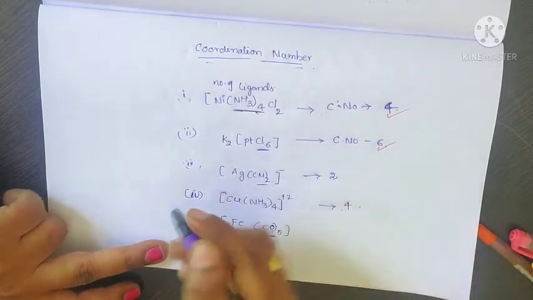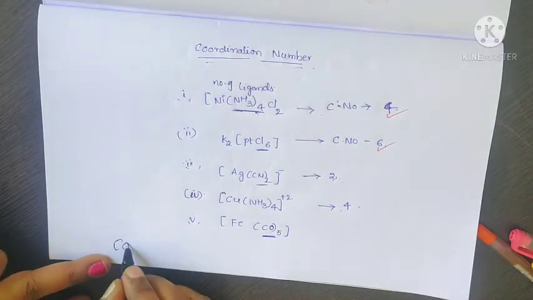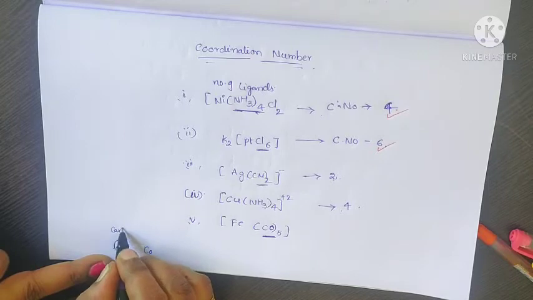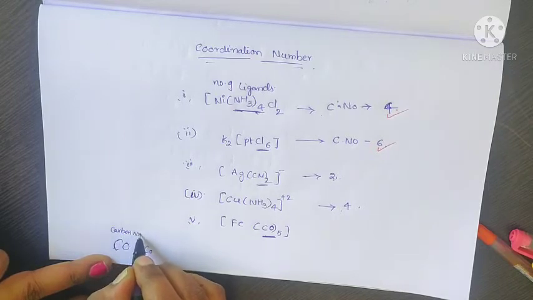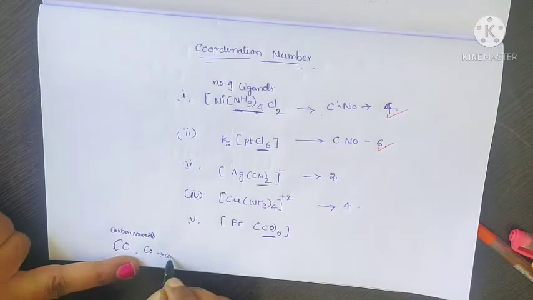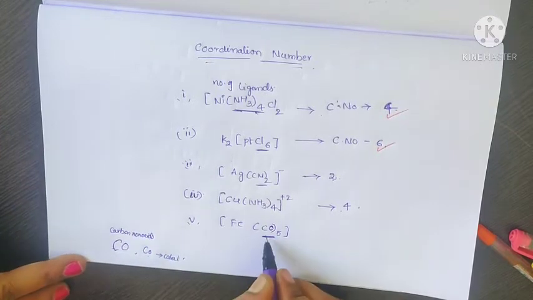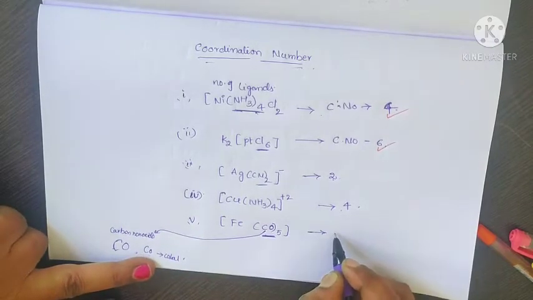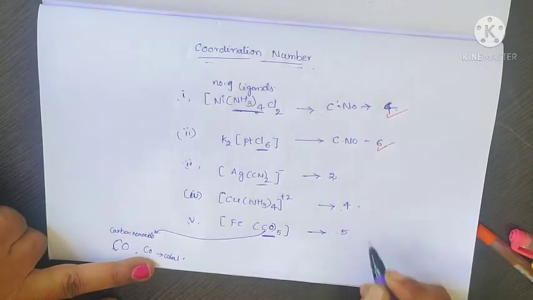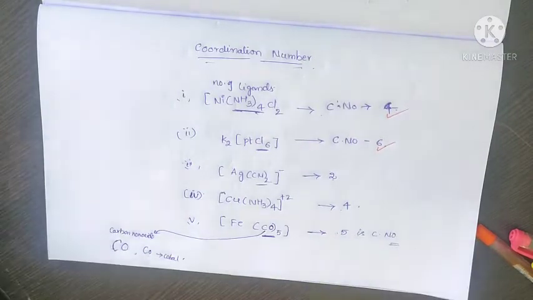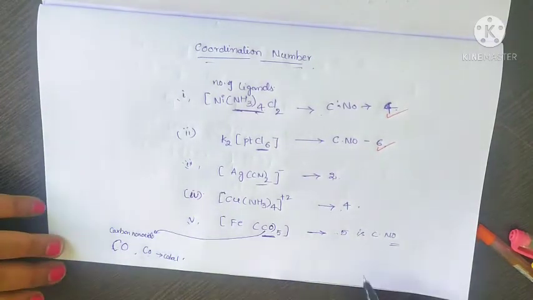FeCO5. In this, carbon monoxide is a ligand. That means C, big O represents oxide, carbon monoxide, and small o represents cobalt ion. So carbon monoxide is a ligand. So the coordination number is 5 because the number of ligands is 5.